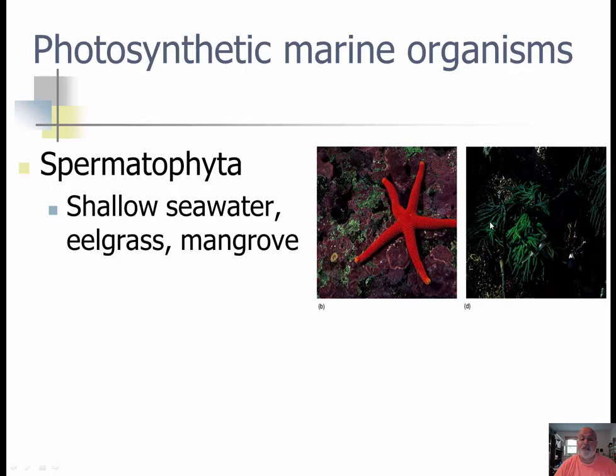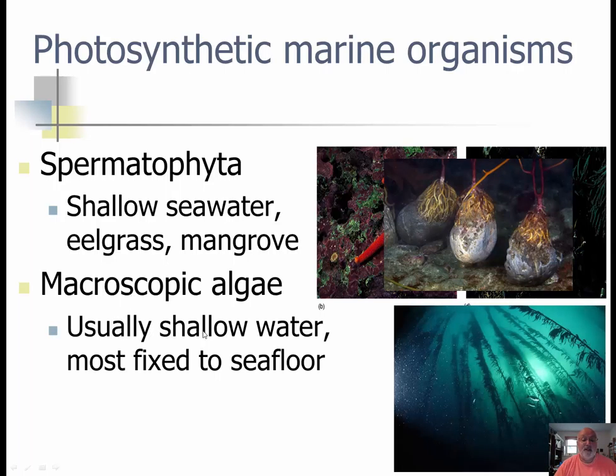Photosynthetic marine organisms. We have spermatophyta. These are the basic algae that require lots of sunlight. You can see it's actually red color, so it's shallow water. In shallow water, eelgrass and mangroves grow very well.